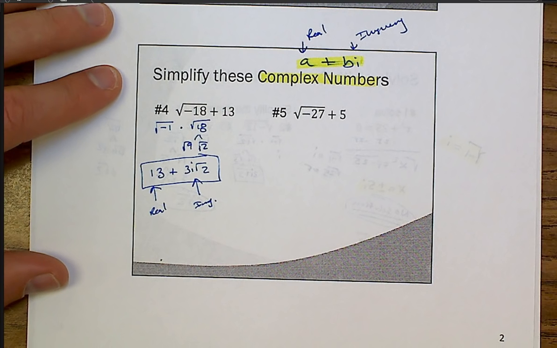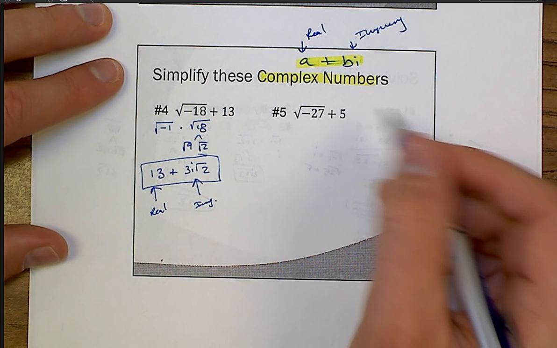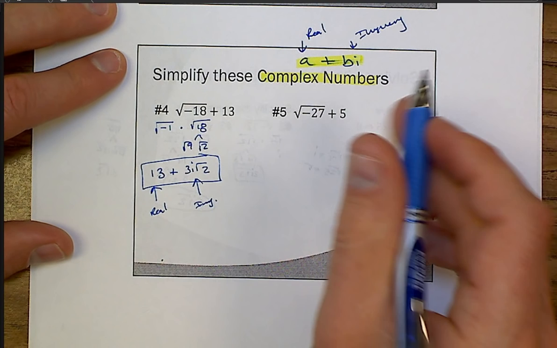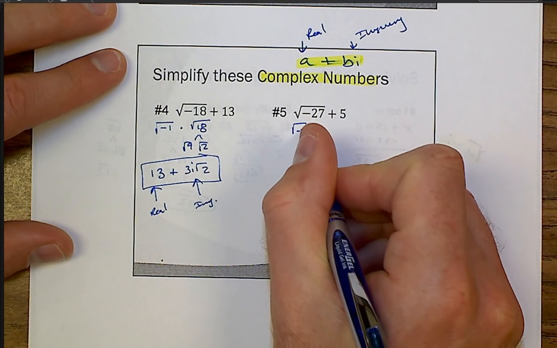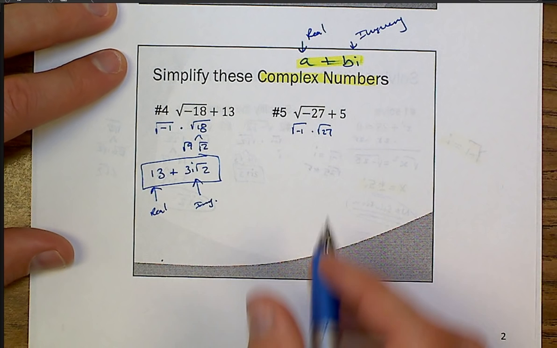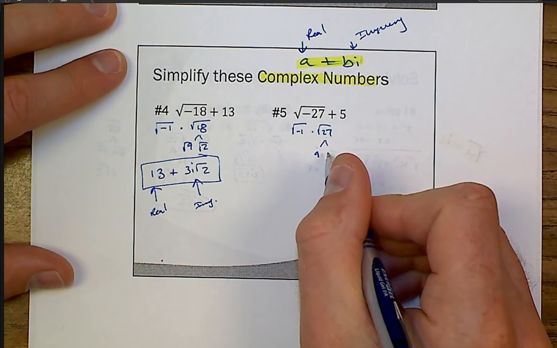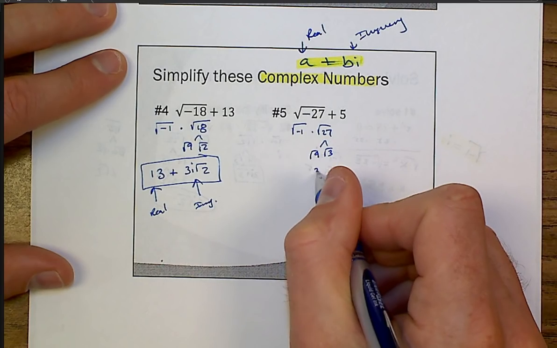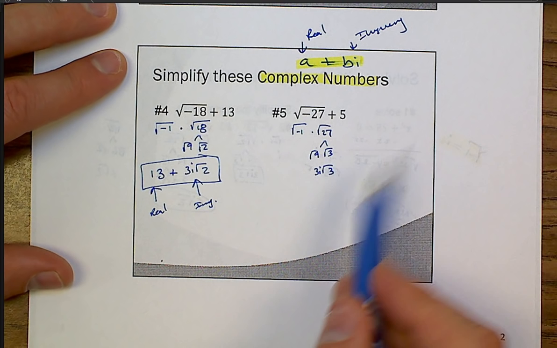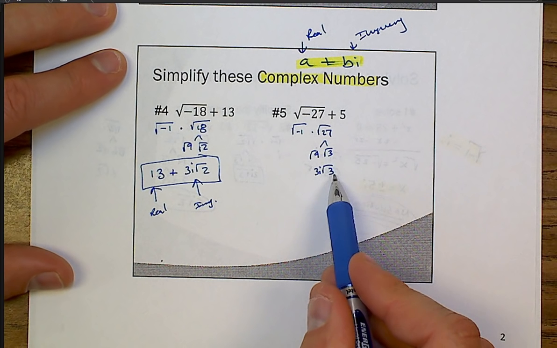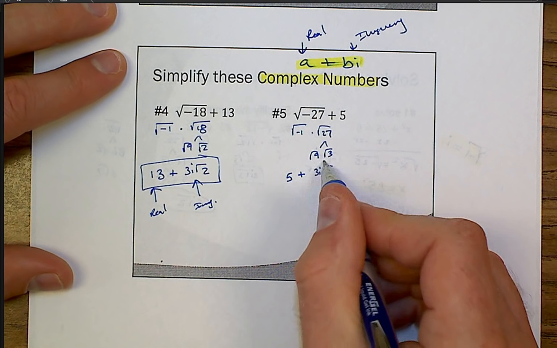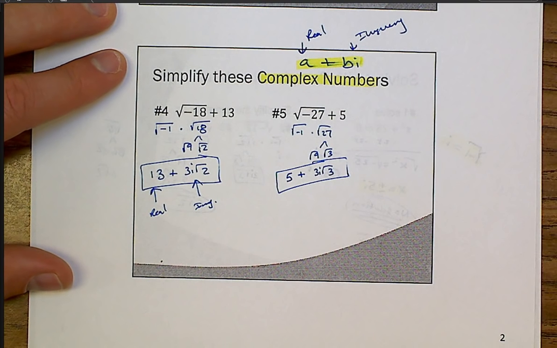All right? Go ahead and hit pause and try number 5 on your own and see what you come up with. All right, so this is the square root of negative 1 times the square root of 27. That's going to break down into 9 and 3, which is 3 radical 3. The square root of negative 1 is i. And so it's 3i radical 3. That's the imaginary part. The real part is the 5. 5 is just outside, so it's good. And that would be our answer there, 5 plus 3i radical 3.